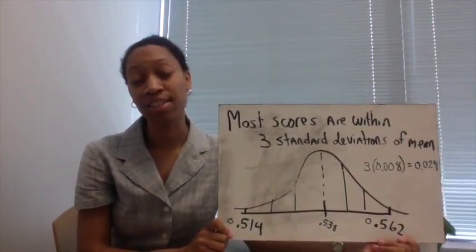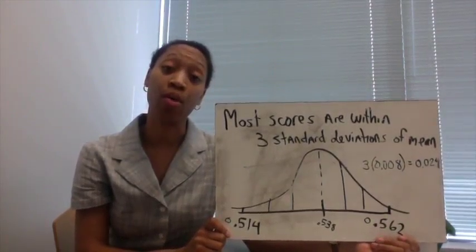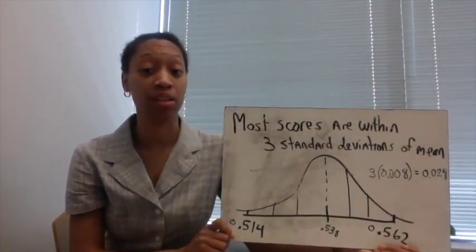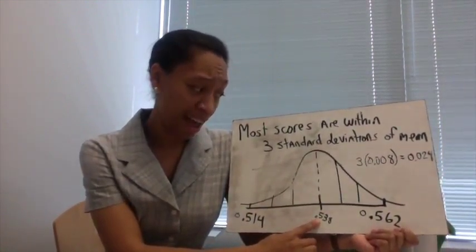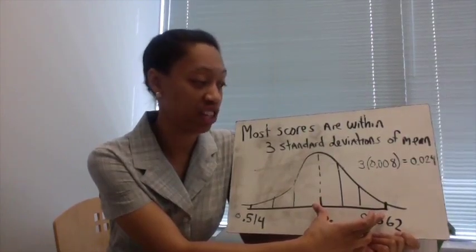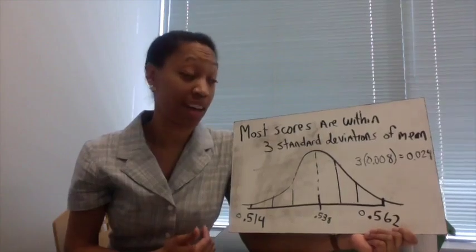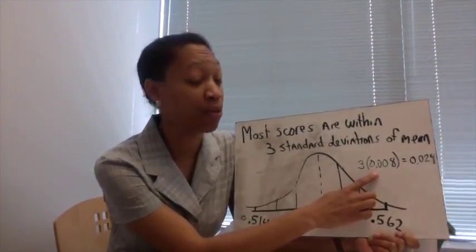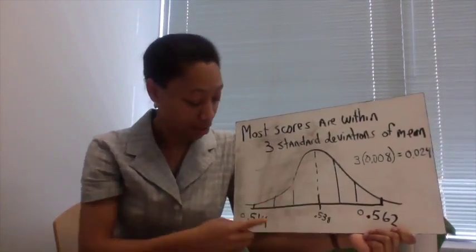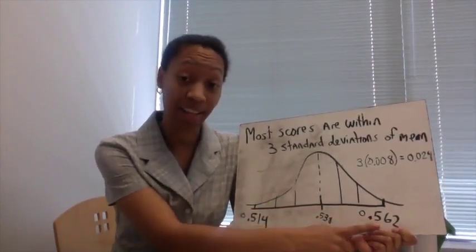Now, let's analyze this data. Most of the scores are going to fall within 3 standard deviations of the mean. So here's my mean, 0.538 in the middle, and if I add 3 standard deviations on one side and 3 standard deviations on the other, that's going to be the range of values that I have, right? So 3 times my standard deviation of 0.008 is 0.024. If I add 0.024, I get this value, and if I subtract, I get this value.